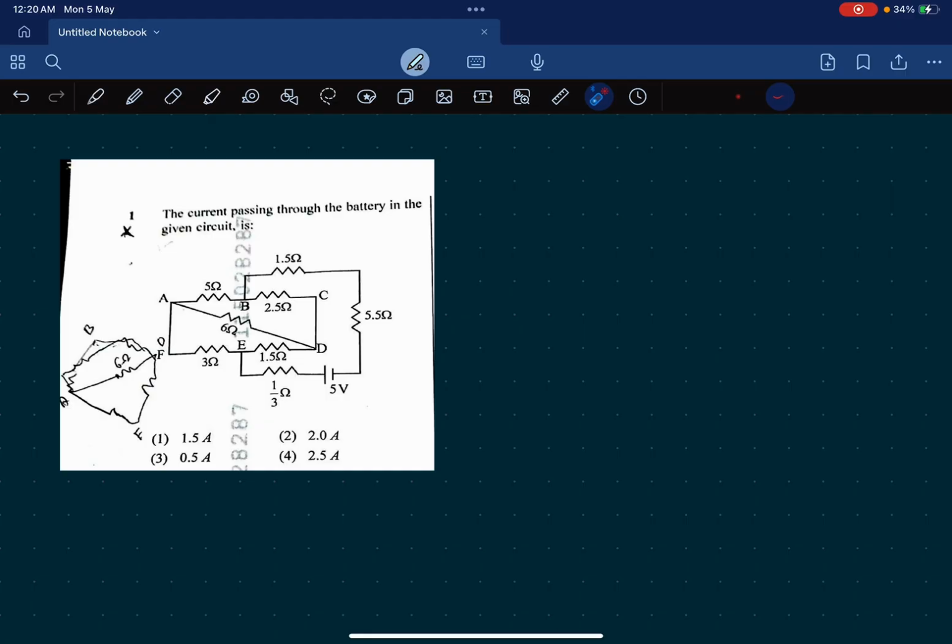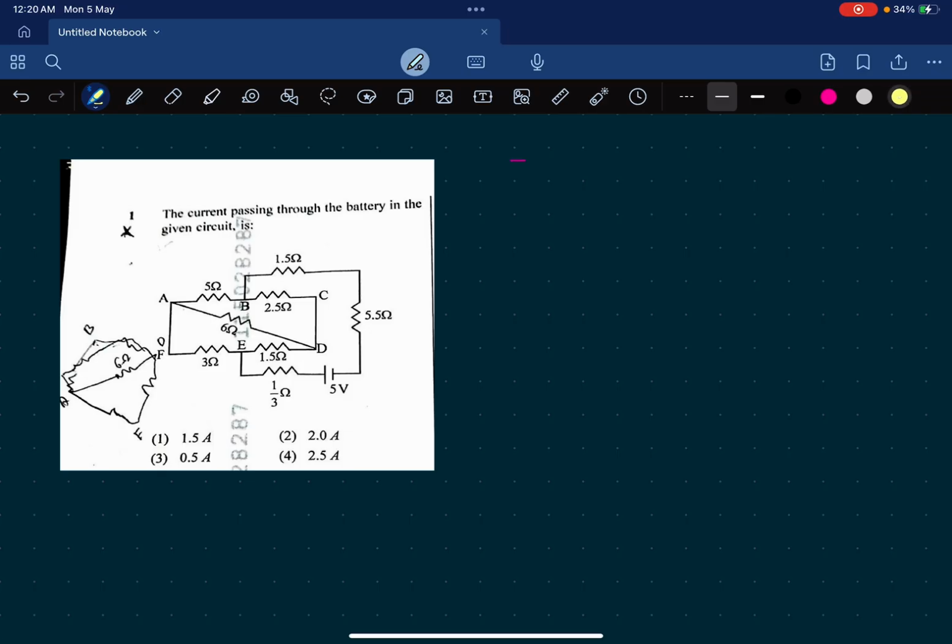So we can visualize that this can be P, this is Q, this is R, this is S. So we can clearly see 3 divided by 1.5 is 2 and 5 divided by 2.5 is also 2. It means this is a balanced Wheatstone bridge. Therefore we can remove this middle terminal. And once we remove this middle terminal, we can calculate the equivalent resistance very easily.